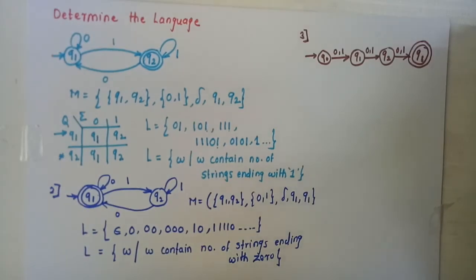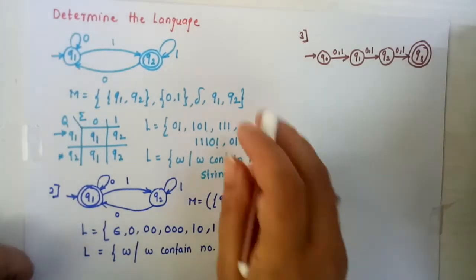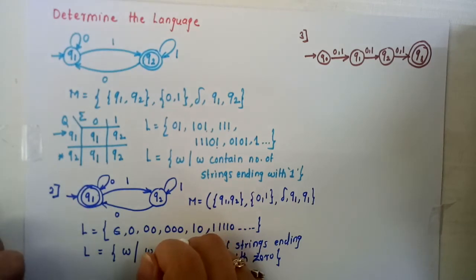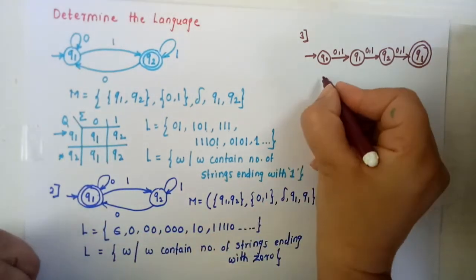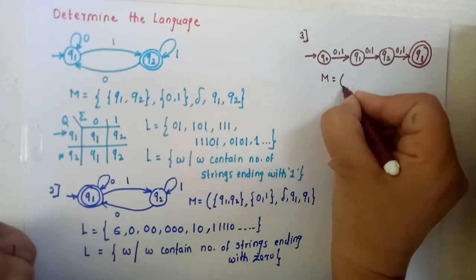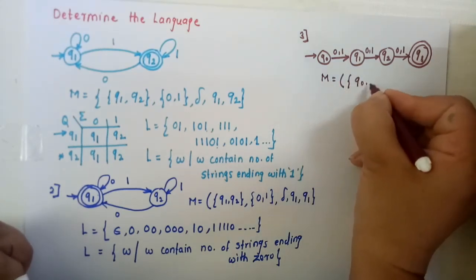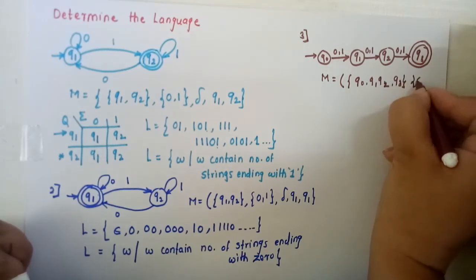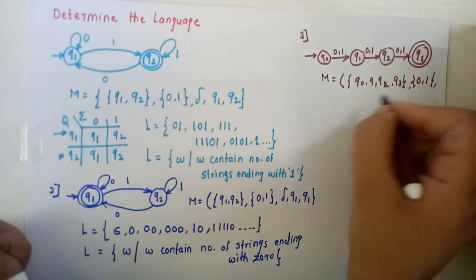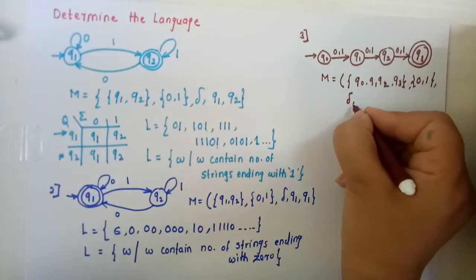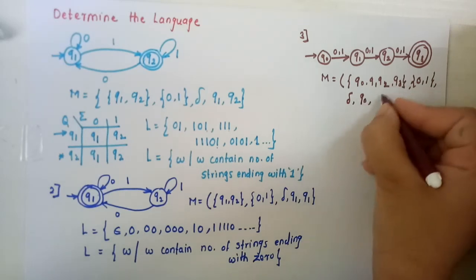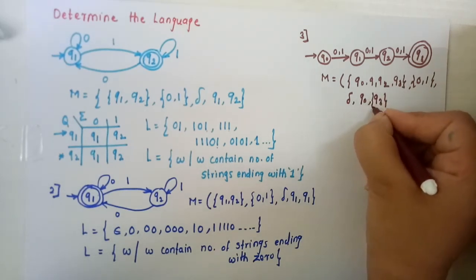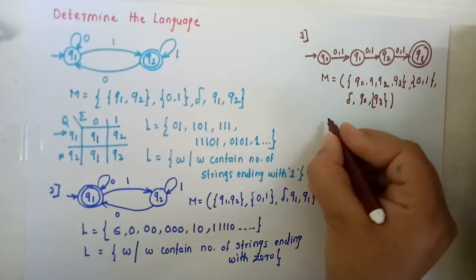Now consider the next example, example number 3. Here we can write down Q0, Q1, Q2, Q3 states, and input symbols are 0 and 1. So M is equal to, in the bracket, number of states Q0, Q1, Q2, Q3. Input alphabets are 0 and 1. Next, delta is the transition. Q0 is the initial state and Q3 is your final state. Here we design the language.